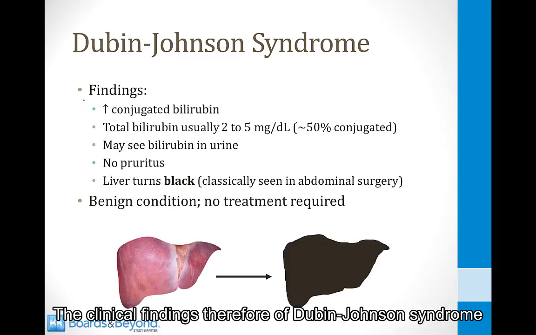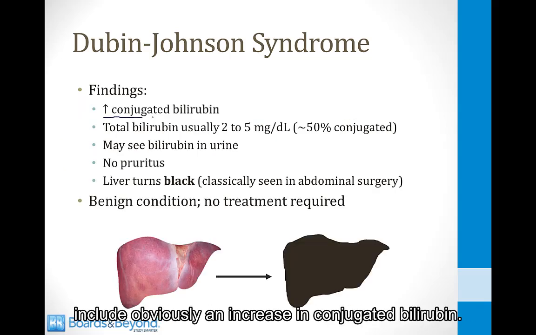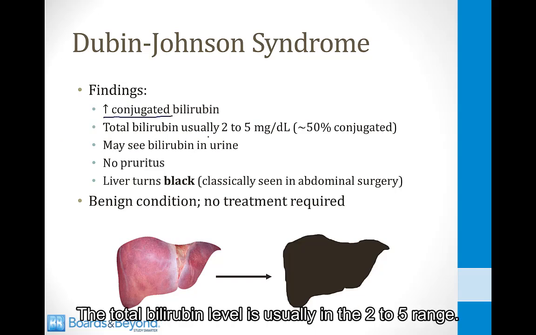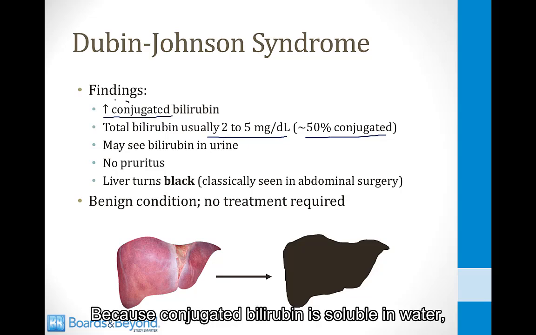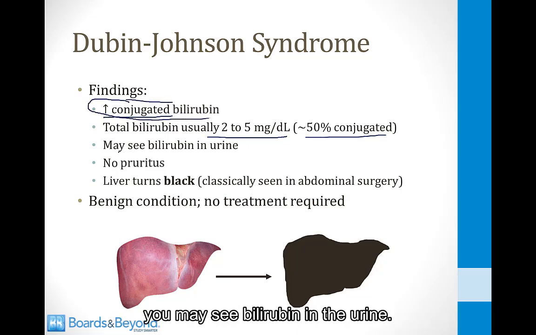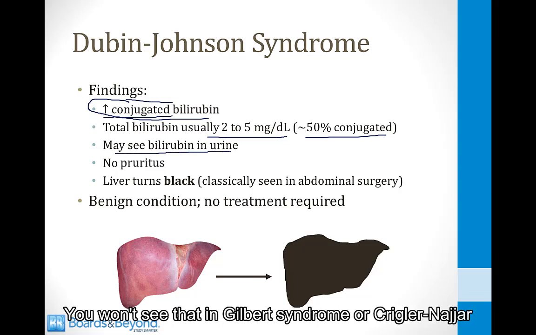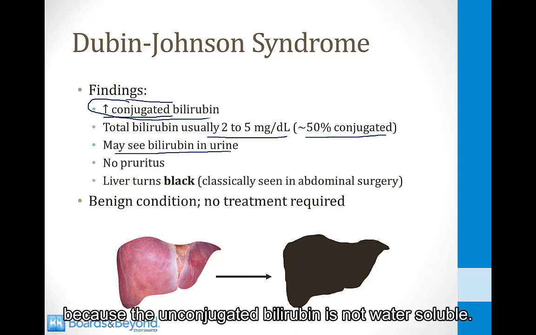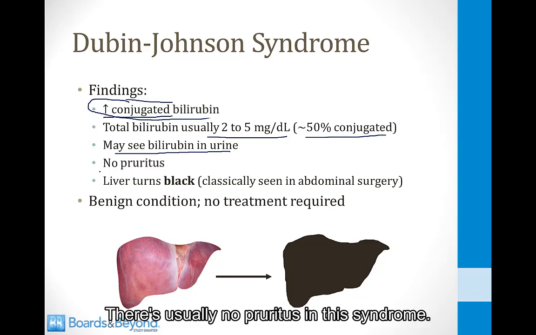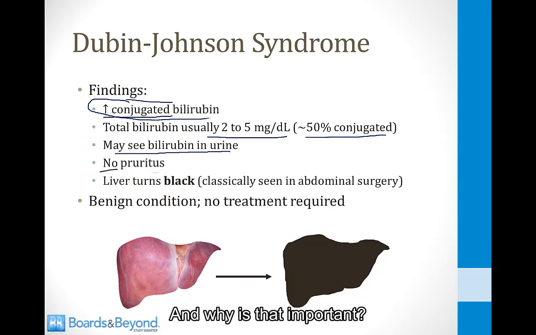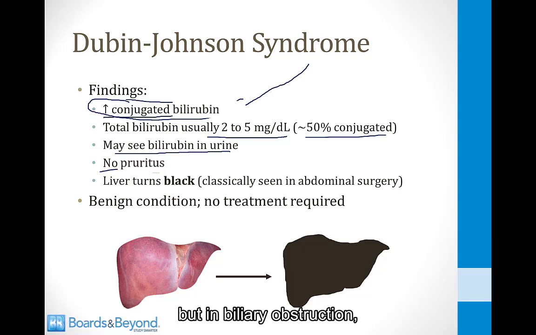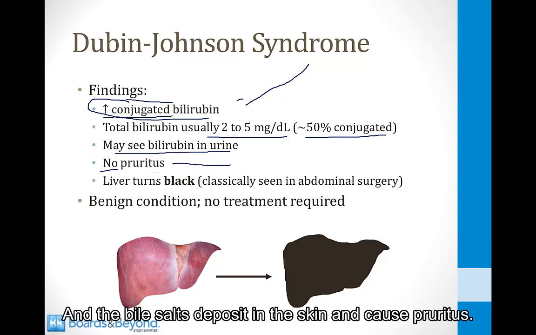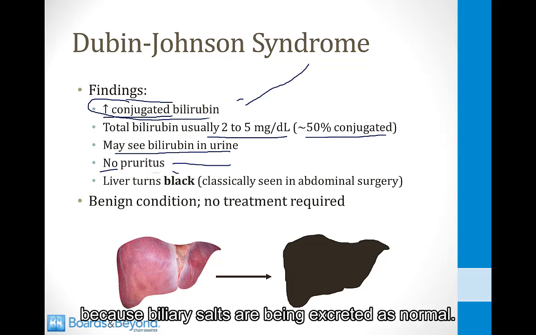The clinical findings of Dubin-Johnson syndrome include, obviously, an increase in conjugated bilirubin. The total bilirubin level is usually in the 2 to 5 range, not that high, and at least half of it or so will be conjugated. Because conjugated bilirubin is soluble in water, you may see bilirubin in the urine. You won't see that in Gilbert syndrome or Crigler-Najjar because the unconjugated bilirubin is not water soluble. There's usually no pruritus in this syndrome, and why is that important? Well, if you have biliary obstruction, you can also see a rise in the conjugated bilirubin level, but in biliary obstruction, you also cannot excrete bile salts, and the bile salts deposit in the skin and cause pruritus. But in Dubin-Johnson syndrome, there's no pruritus because bile salts are being excreted as normal.